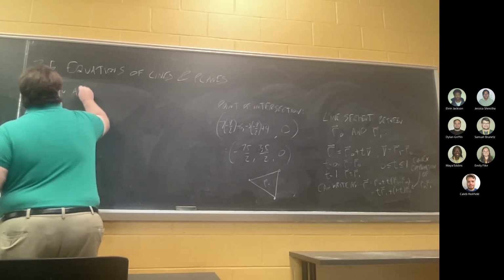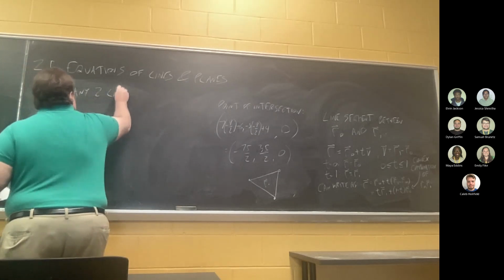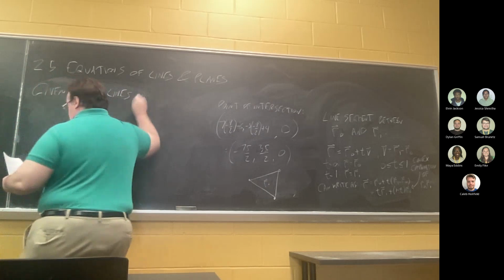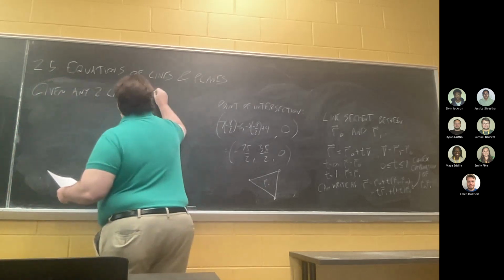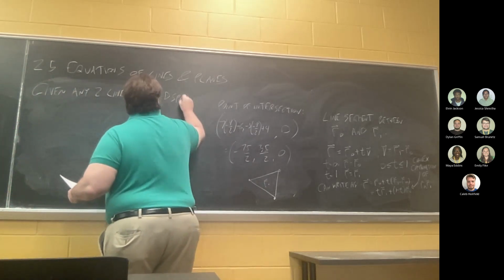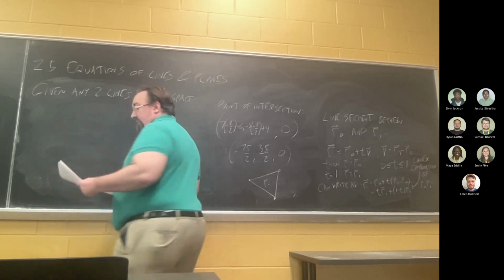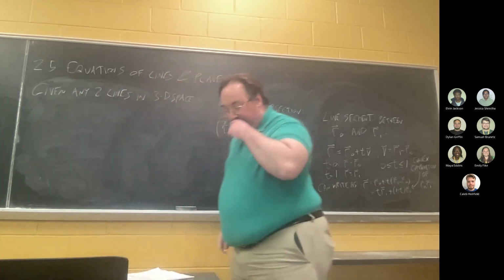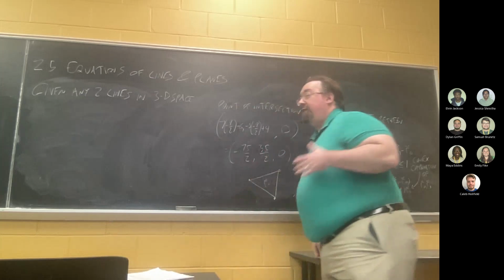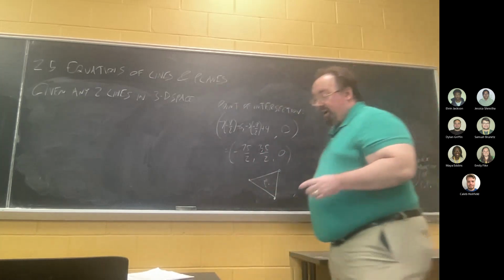We're given any 2 lines in 3-dimensional space. There are 3 possible interactions between them.